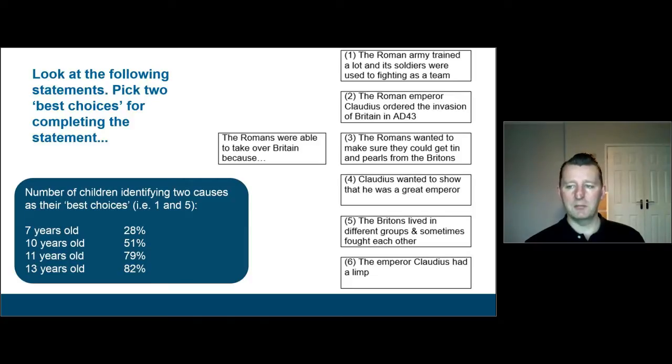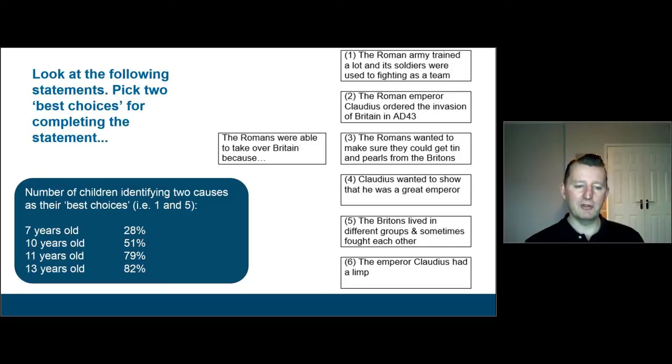So let's say number 3, the Romans wanted to make sure they could get tin and pearls. That's why it was of interest to them to conquer Britain. But if Britain was strong, united and fantastic at fighting, then they may not have been able to take Britain over. They would have just tried. So 1 and 5 are the right causes. They're the best choices. What's interesting is how many children do and don't get that answer right.